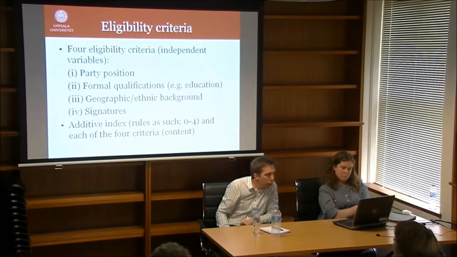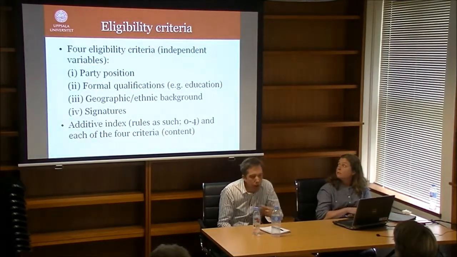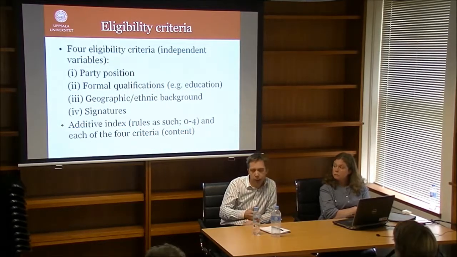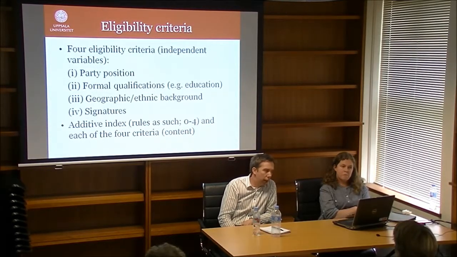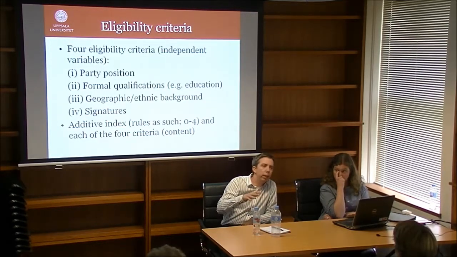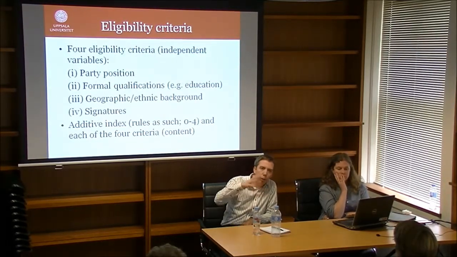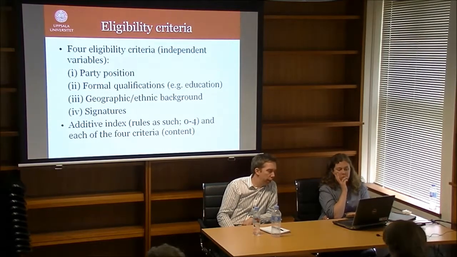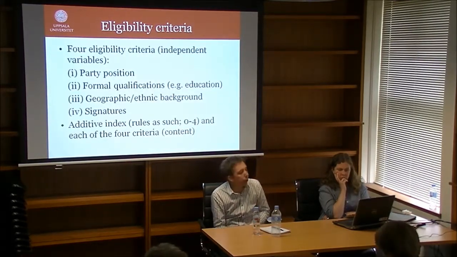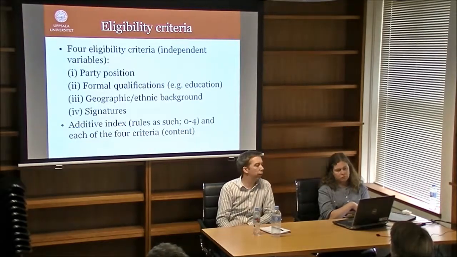And what we did then, based on these four criteria, in order to look at the impact of these rules as such, without looking at the content, we created an index ranging from 0 to 4, depending on how many of these criteria you had. To give an idea, these criteria range from about 17-18% up to, I think, 40% was the maximum. So within that range was the percentage of parties that had these kinds of criteria. So that was the index for looking at the rules as such, and then we also looked at the content, going on to look more specifically at these four criteria.